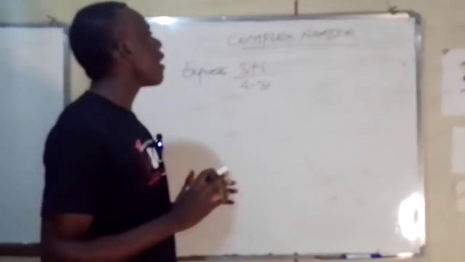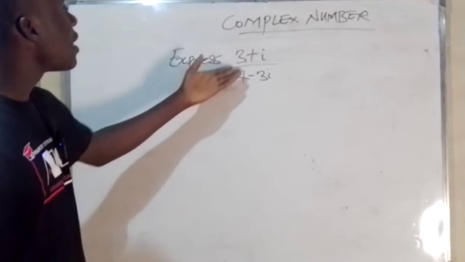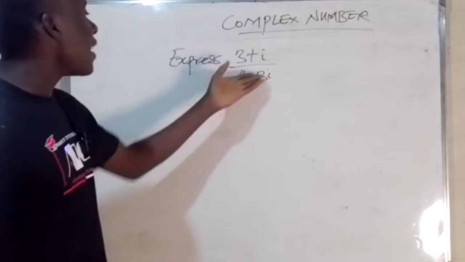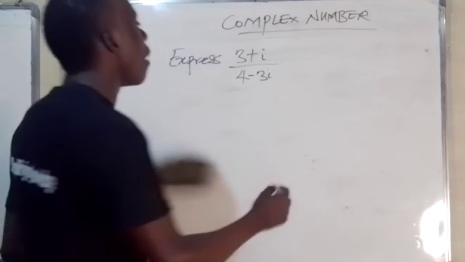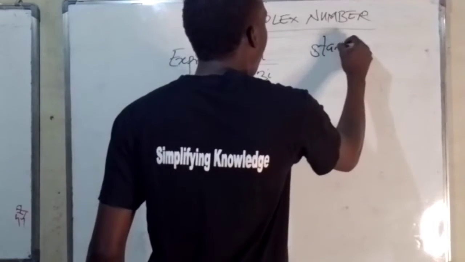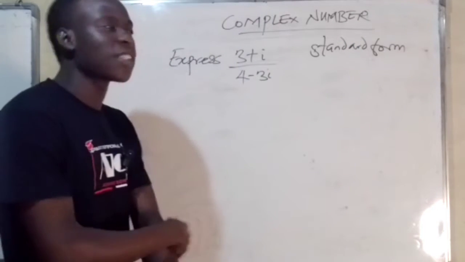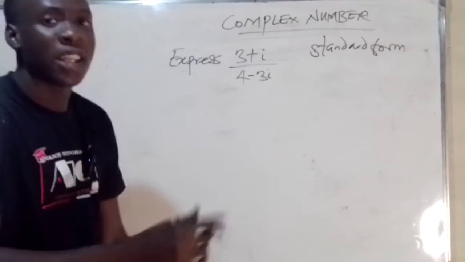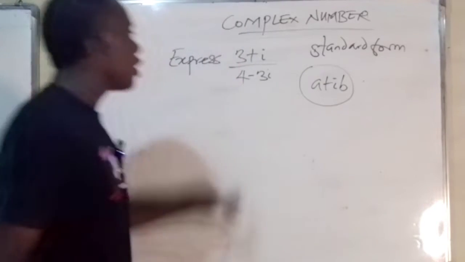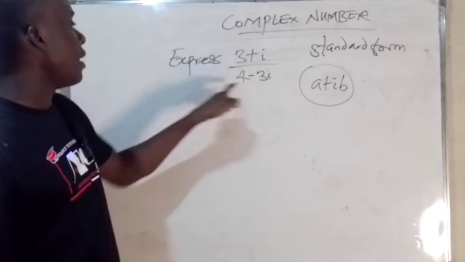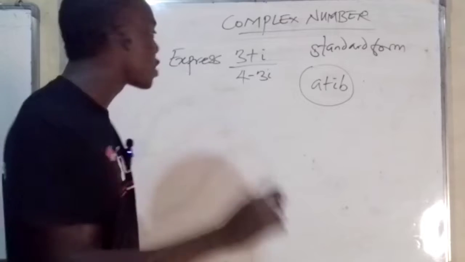So today we have a problem on complex numbers, and the problem says: express (3 + i) divided by (4 - 3i) in the standard form of a complex number. And what's the standard form of a complex number? The standard form of a complex number is a + ib. So we are going to represent the given question in the standard form of a complex number. So let's get going.